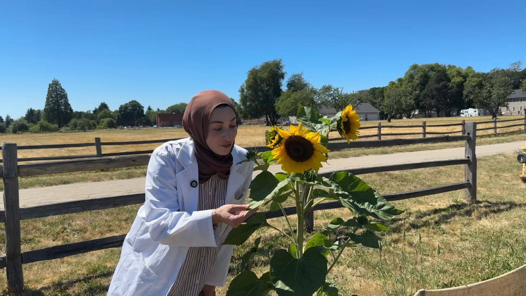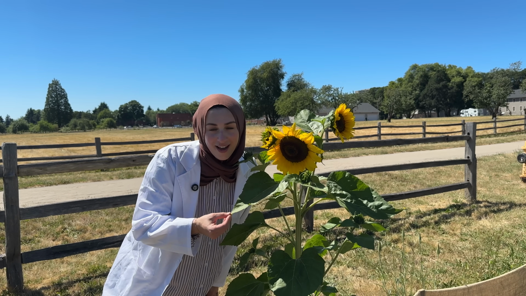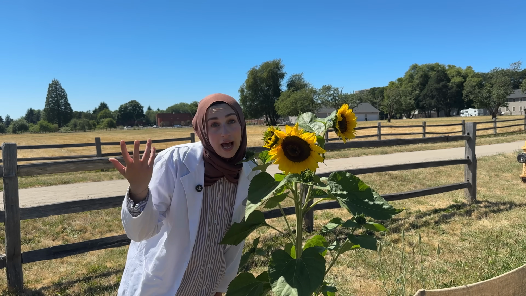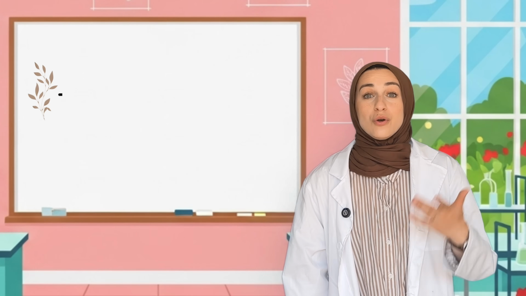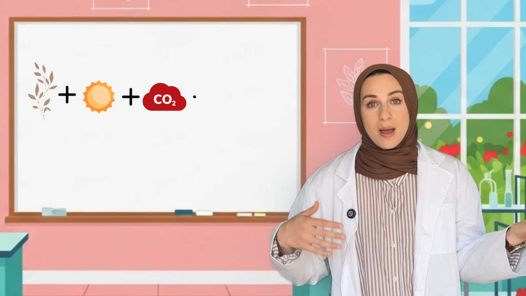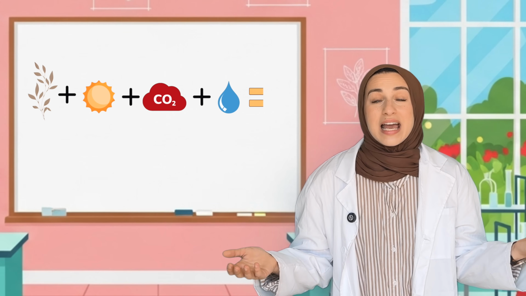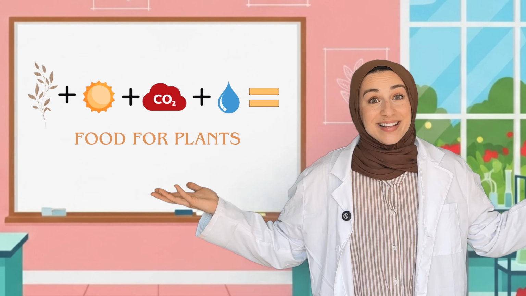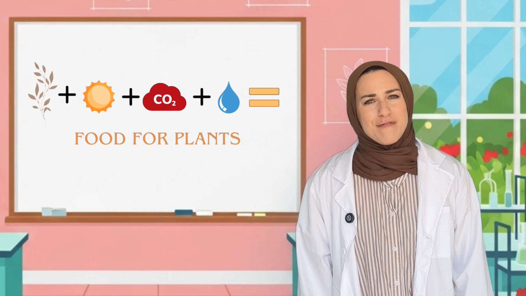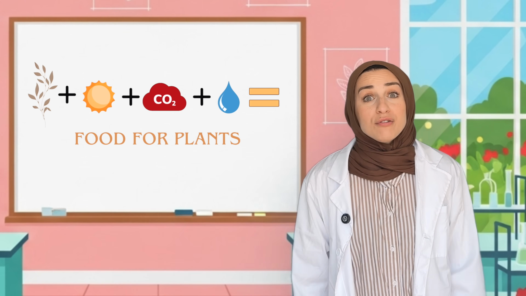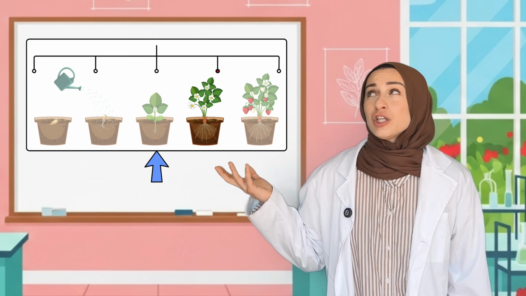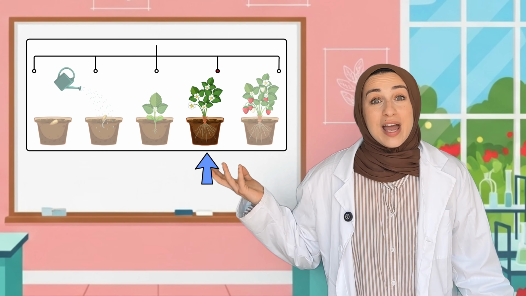Do you think a flower would survive if I took all the leaves off? No, it won't survive because it needs leaves so it can catch the sunlight. So leaves plus sunlight plus carbon dioxide plus water equals food for plants. That was a lot of math. Who knew leaves were so important? And now that the plant has leaves, look, flowers are able to grow.